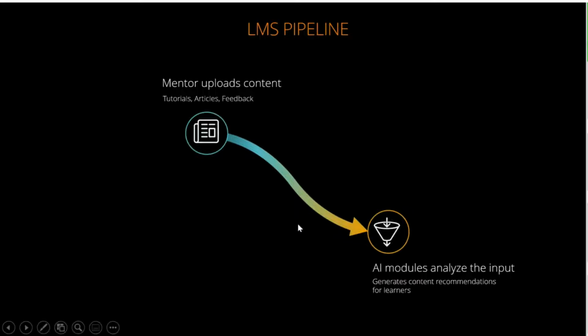Let us say I upload an article. I need to ensure that this information goes to the right mentee, so that the person for whom this article is relevant gets that insight. That's where AI will come into the picture. It will create recommendations for that article. It will also understand who are the students for whom this article is intended. We'll also see the demo of this.